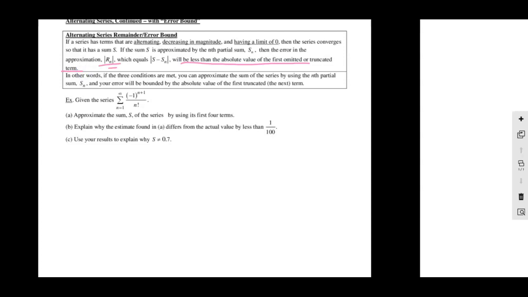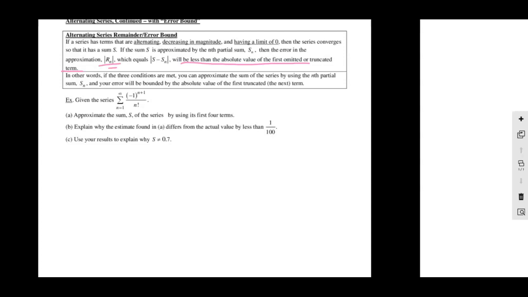So in other words, think about this. It says, if the three conditions are met, and you know it's going to converge by the alternating series test, okay, very good. Then you can approximate what that infinite sum is by using the nth partial sum, but we're going to have an error, and the maximum mistake we could possibly have made is just the size of that very first term in the tail.